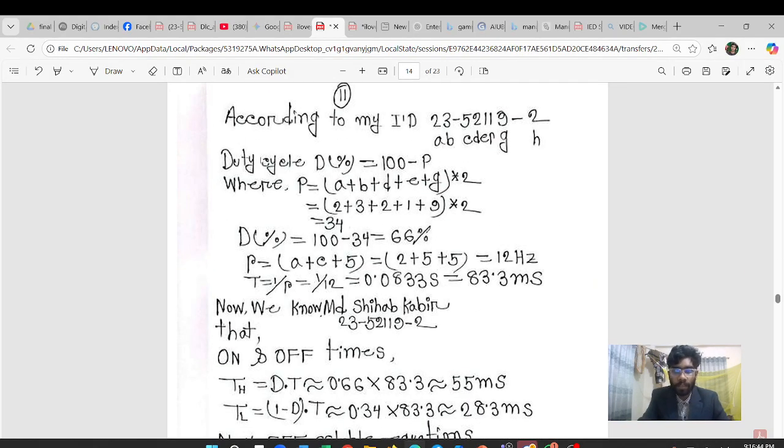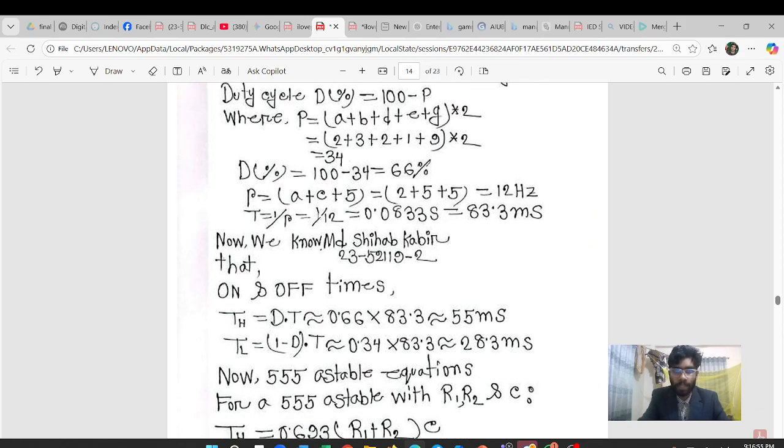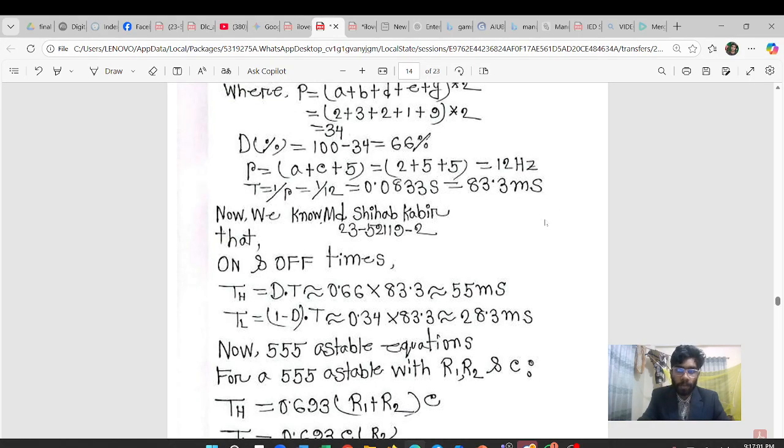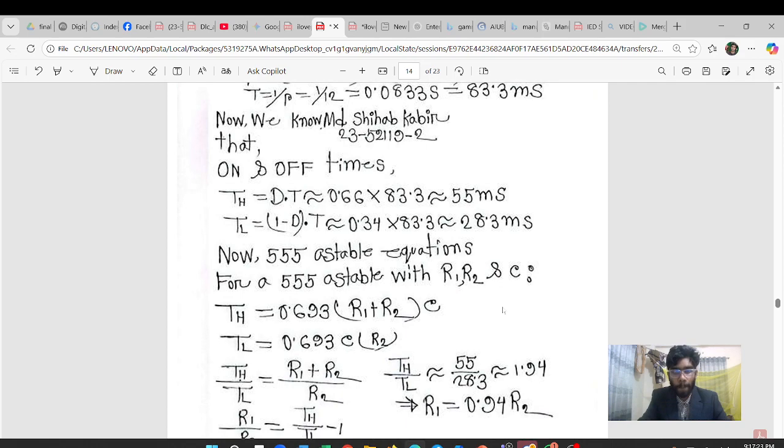According to my ID, P equals 34. Given duty cycle 100 minus P, that means 66% duty cycle. Frequency according to my ID is 12 Hz. Time period according to my ID is 83.3 milliseconds. Now we know the on and off times. If we know the duty cycle and time period, then TH is 55 milliseconds and TL equals 28.3 milliseconds.